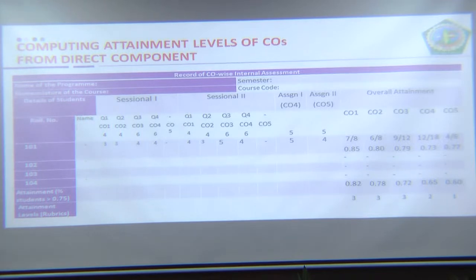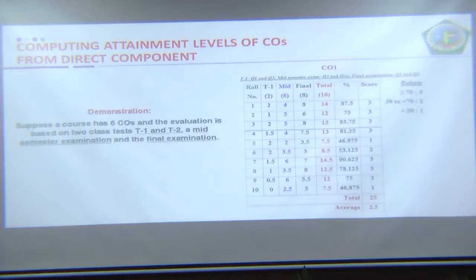Got it? So that's why I was telling you that this attainment of COs is very, very important, and this was from the direct component, because we have used direct tools: sessionals, assignments. These are the direct tools, no feedback. This is another example. Here rubrics: more than 73, then 50 to 72, then less than 51. These rubrics have been developed.